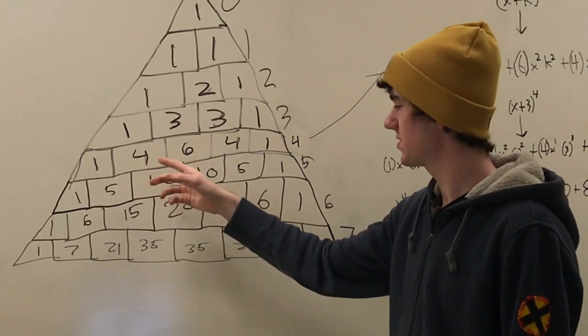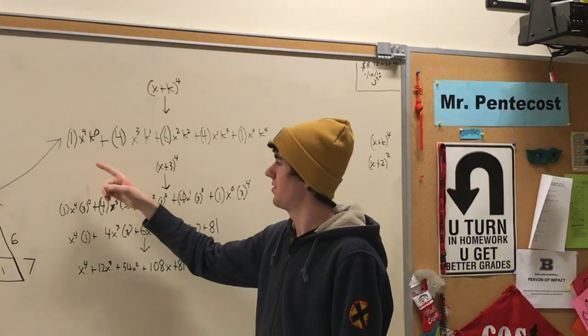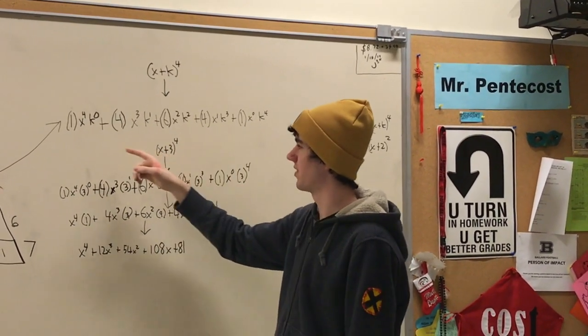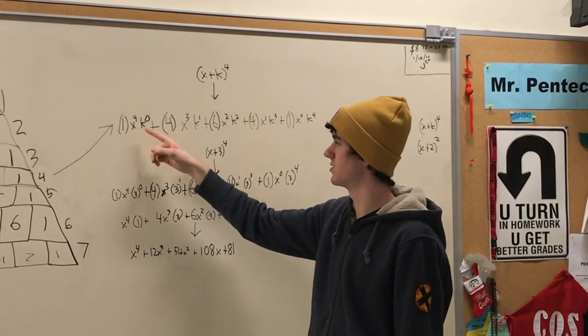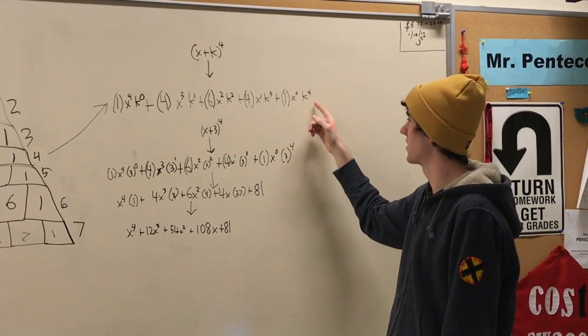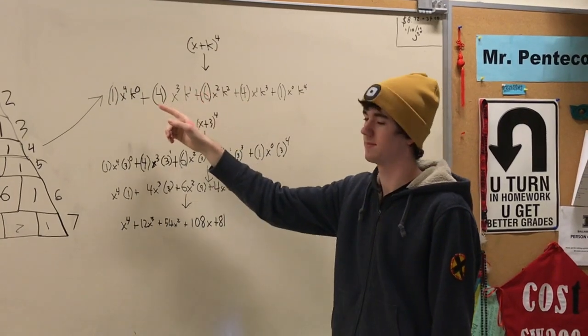You'll take the numbers from that level of the triangle. They become the coefficients of a series of x's and k's, with the x's starting with the power you chose and decreasing one by one down to 0, with the k's doing the same thing, but in the opposite order.